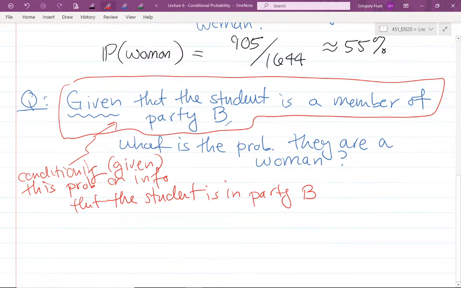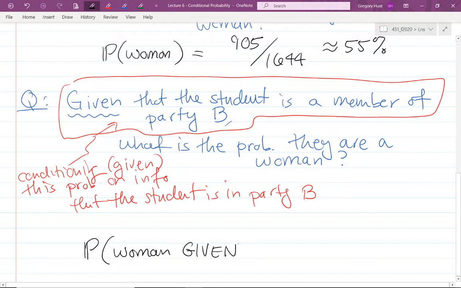So we could write this, again in some kind of faux notation, where we say, what's the probability of being a woman given that I know they are in party B? Here's my abusive notation, but again, this is called conditional probability.